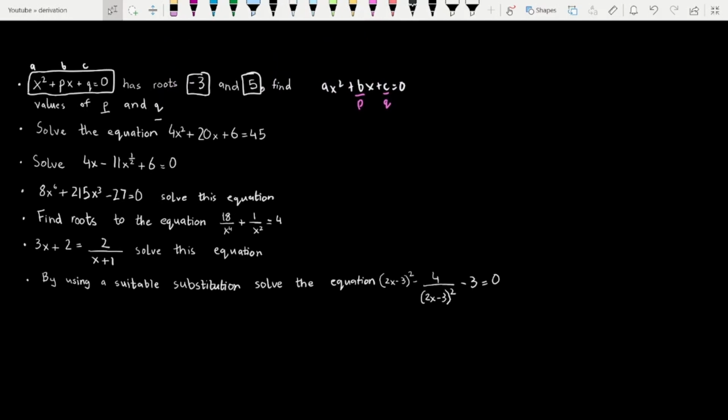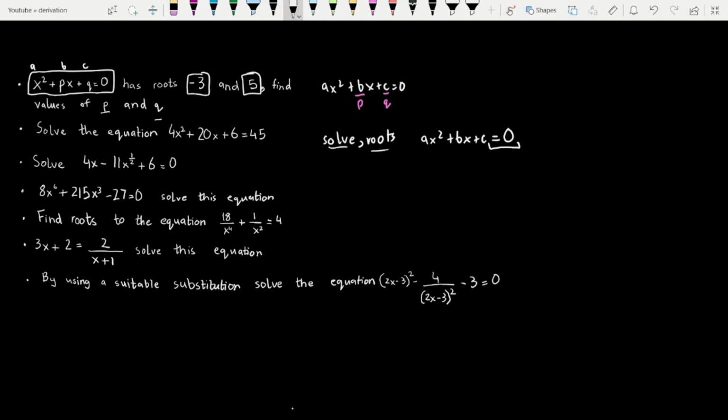Now, the next question says, solve the equation. We already know from a previous video that whenever they tell you to solve or find the roots of an equation, you want to have the equation in the form ax squared plus bx plus c equal to 0. This is the most important part. That's how you solve or find the roots of an equation.